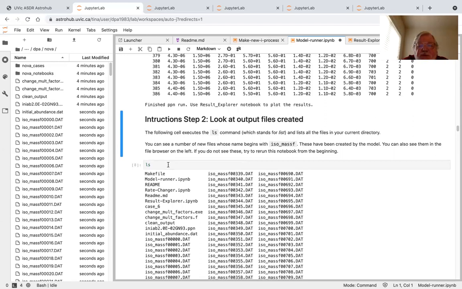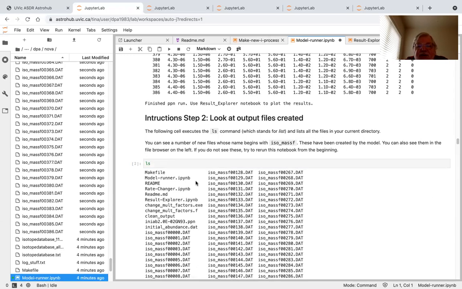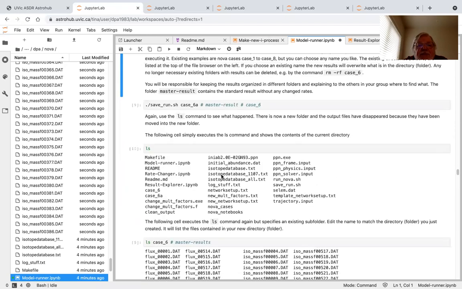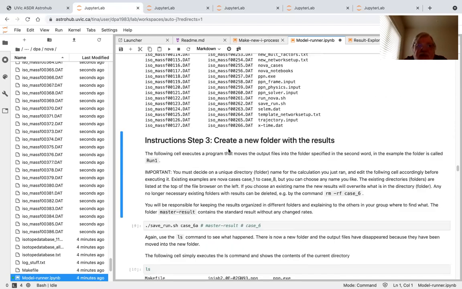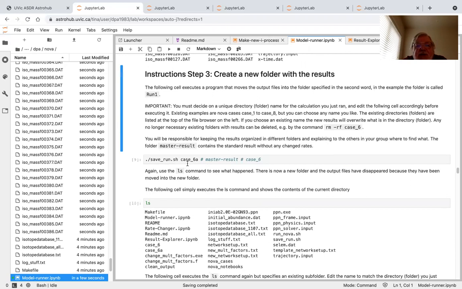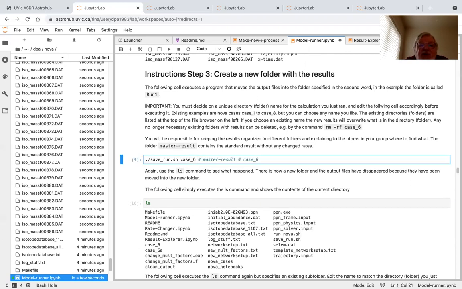Now this model runner notebook just suggests that you check that you have all files here. This is what the new files that were generated right now. So now it says this important step: create a new directory, new folder, with the results. Make a reasonable name for the directory. Because I ran case 3, I'm going to make a directory with the name case_3, right? Save results in the new directory case_3.